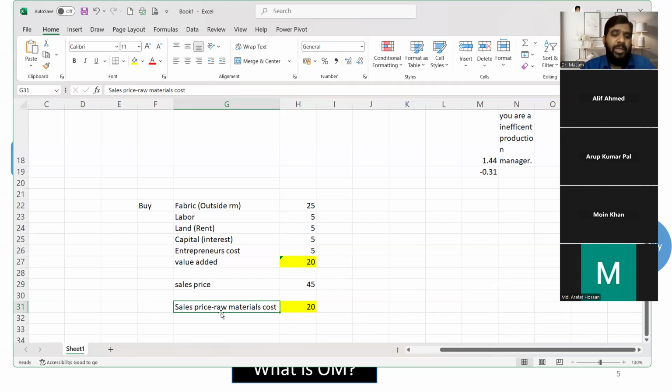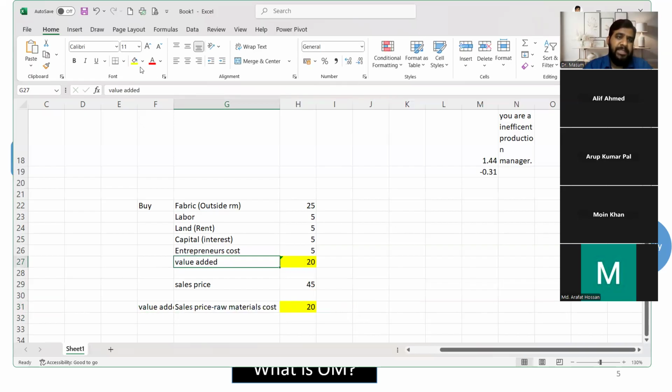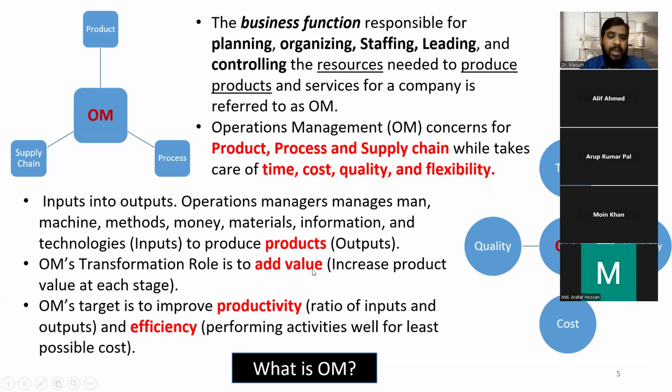So value added is clear. This is value added. This is also value added. Same thing. Same definition we are coming from. You can get the definition in two different ways. All right. So it is the job of the operations manager to add value. And we have said that it is the operations manager's transformation role. The operations manager's transformation role is to add value. That means increase product value at each stage, isn't it?